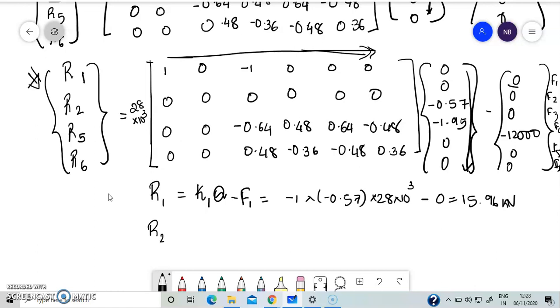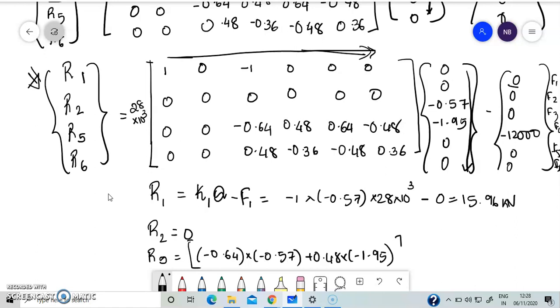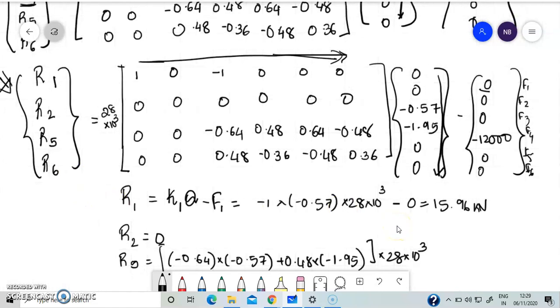Next, we go to R2. As we see, all the numbers are 0. So R2 will be 0. Next is R5. So for R5, we have minus 0.64 into minus 0.57 plus 0.48 into minus 1.95. This entire thing multiplied by 28 into 10 to the power 3. Now F5 again is 0. And this is minus 15.96 kilonewton.